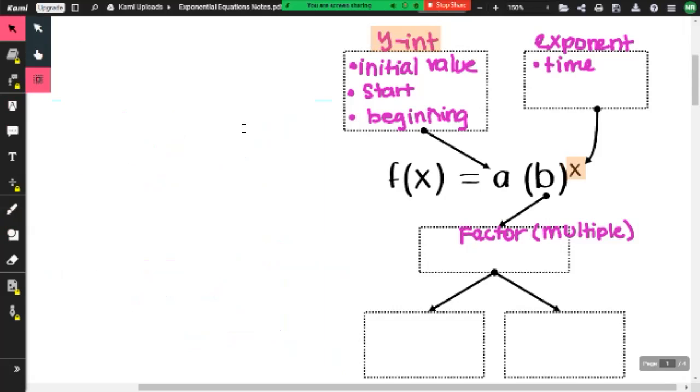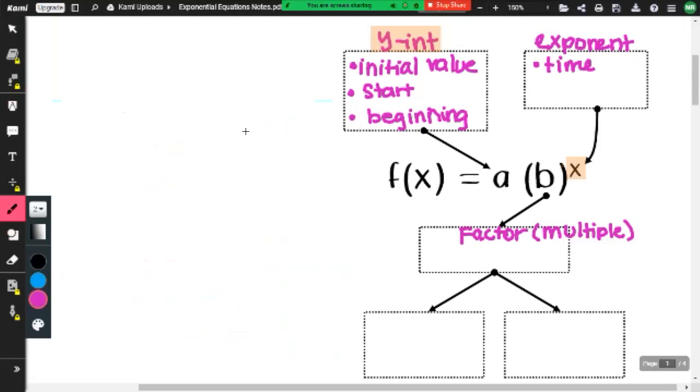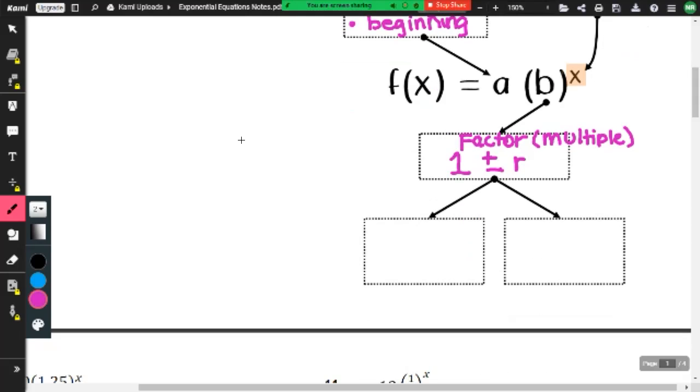Anyway, to obtain the factor of an exponential function, the factor always starts at the number 1. And you're going to add or subtract r. R represents the rate. Rate is the speed that you're increasing or the speed that you're decreasing.